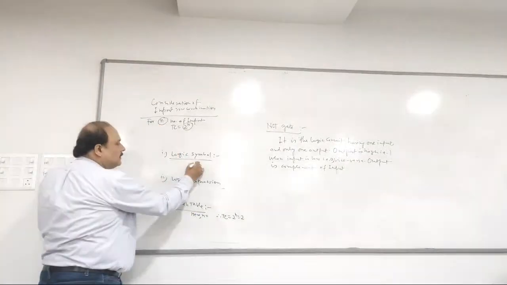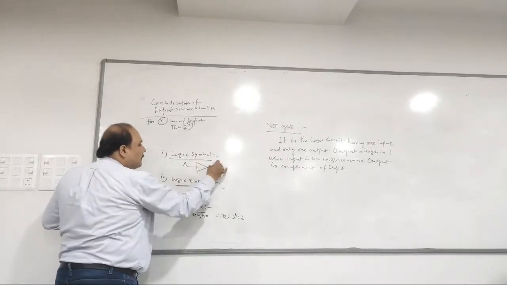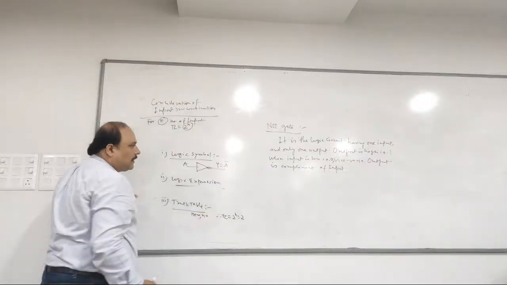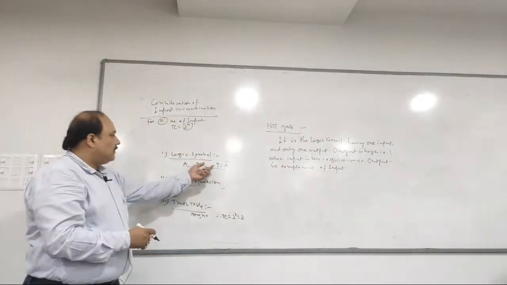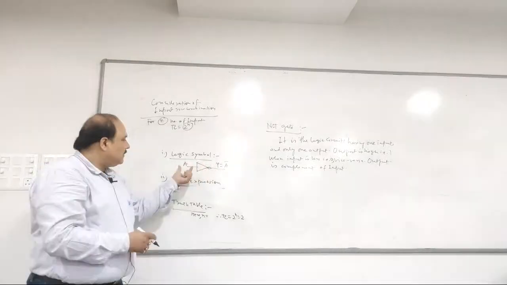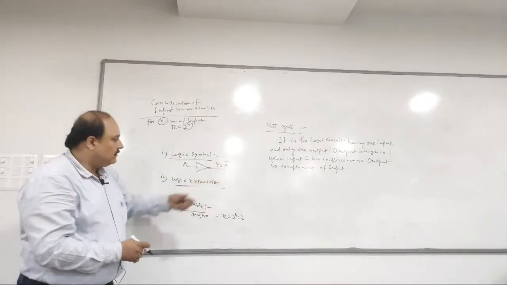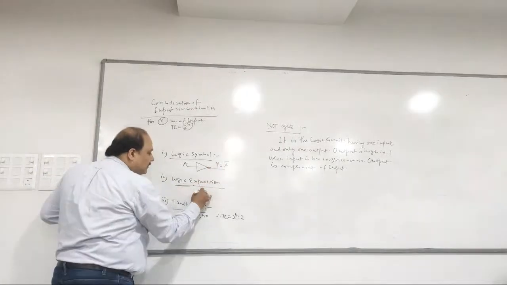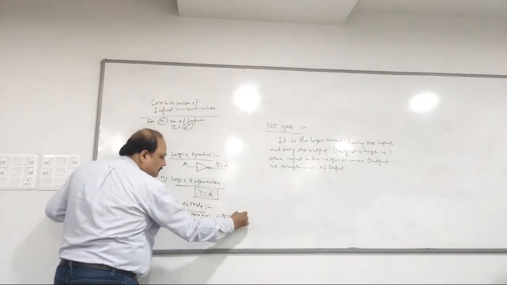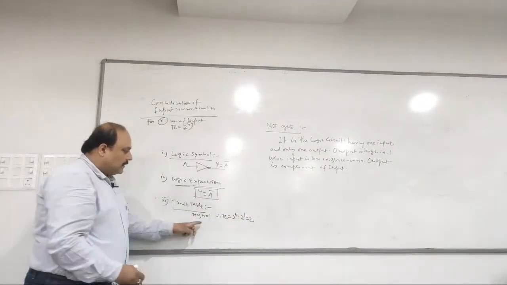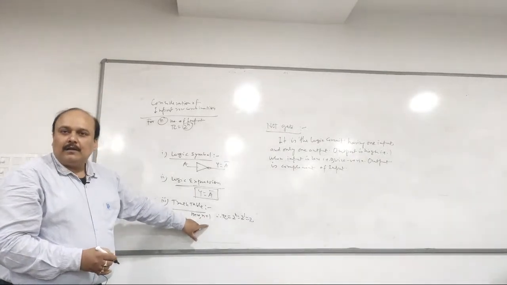Now the logic symbol in this case is, on the basis of the last sentence, the output is the complement of the input. We can write it in this manner: if the input is A, the output is the complement of A. So what is the logic expression? Here there is no option for changing the number of inputs.